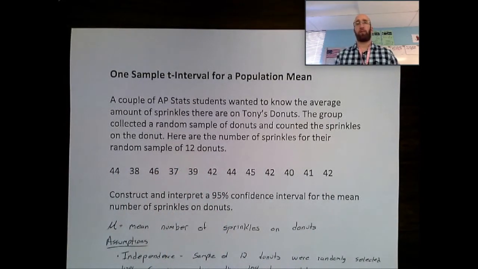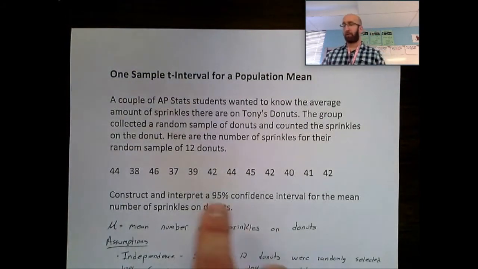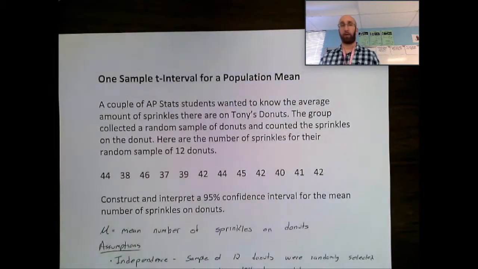What we need to do is construct and interpret a 95% confidence interval for the mean number of sprinkles on donuts. The general idea is these students want to know, of all donuts that Tony's Donuts produces with sprinkles on them, what is the average number of sprinkles on each donut? They want to know for all donuts, not just the 12 that they picked. So we are doing a confidence interval here. The giveaway is in the question right there.